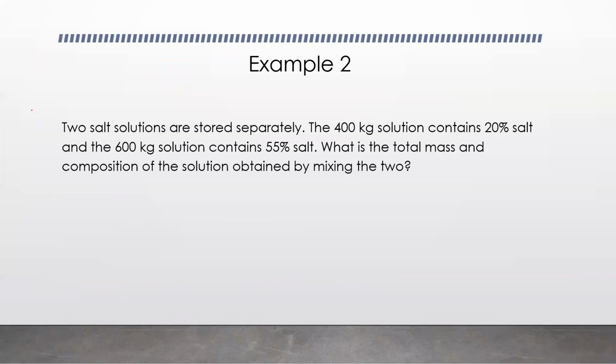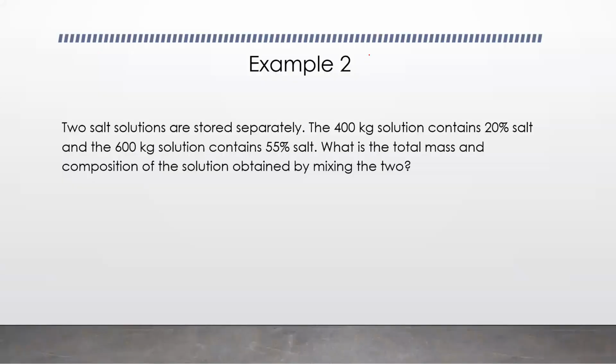Example number 2 states that there are two salt solutions which are stored separately. 400 kg solution contains 20% salt and 600 kg solution contains 55% salt. What is the total mass and composition of the solution obtained by mixing the two? I want all of you to pause the video and try making the block diagram yourself. Go ahead, pause the video and make the block diagram yourself.